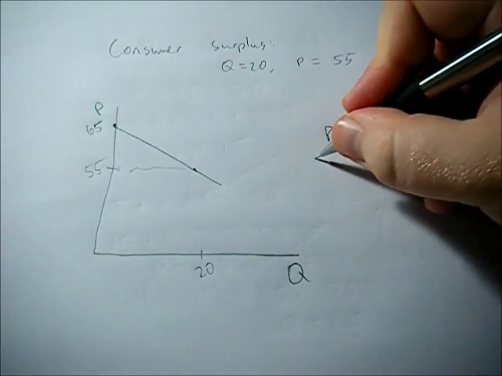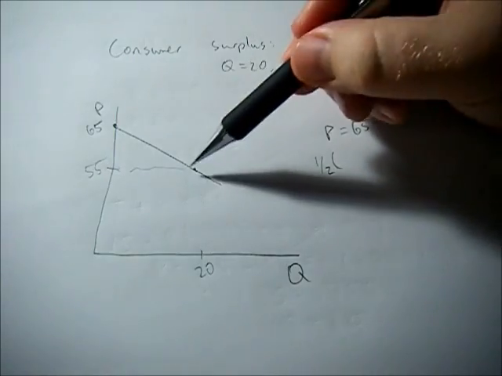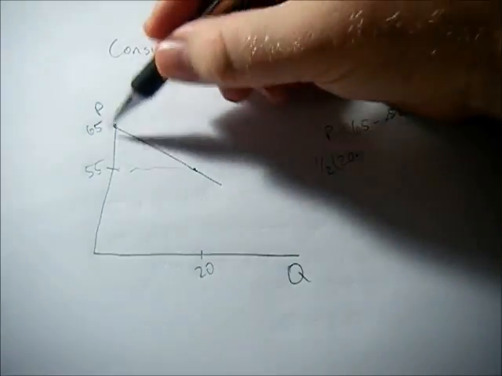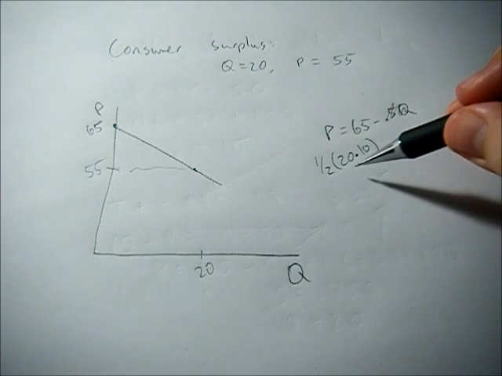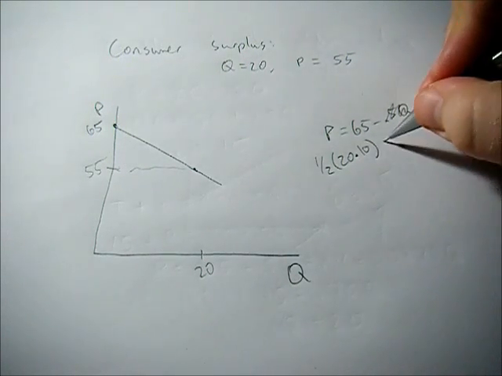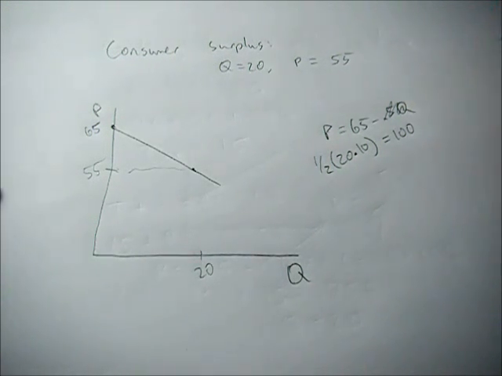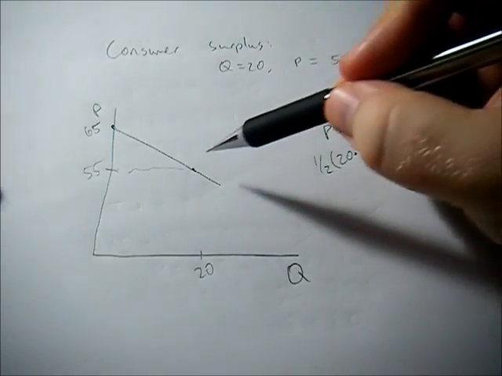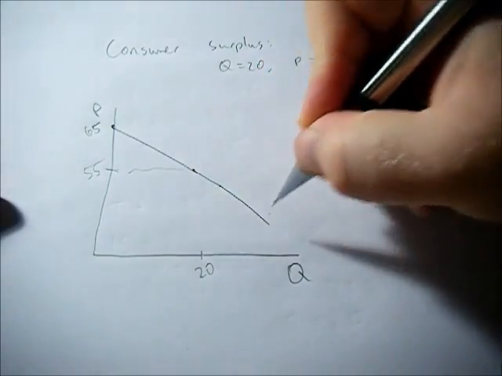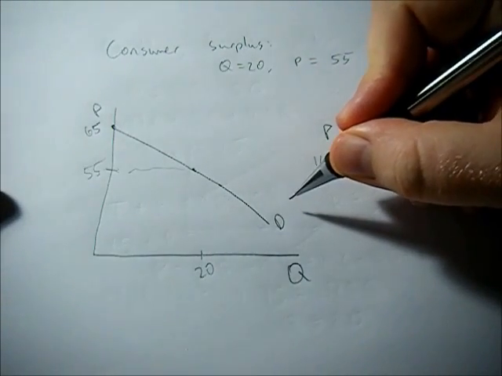So again, using the area for a triangle, half, base here, 20, times height, 10. It's going to give us 200, divided by 2 equals 100. So I don't know if you remember before, but our consumer surplus was equal to 400. And now our consumer surplus is equal to 100. So it's declined by 300. So this is demand.